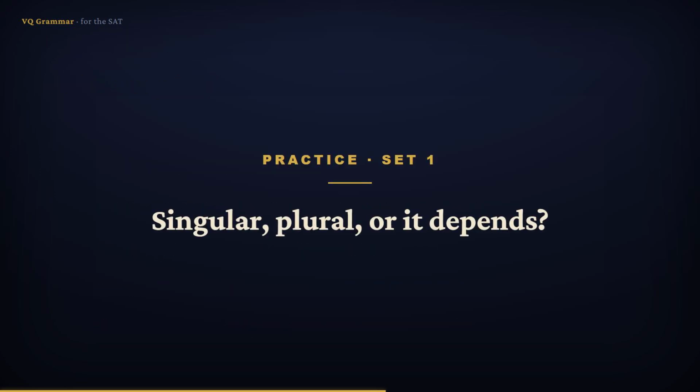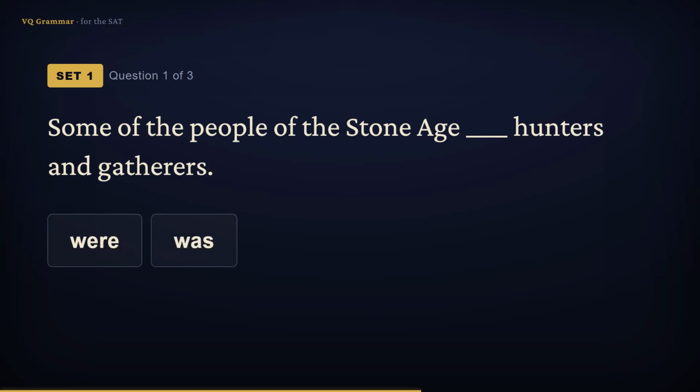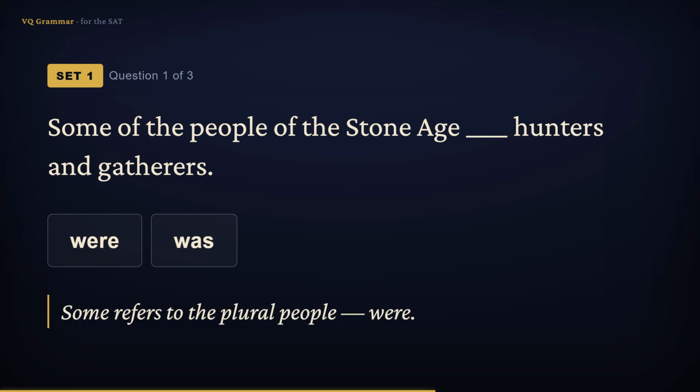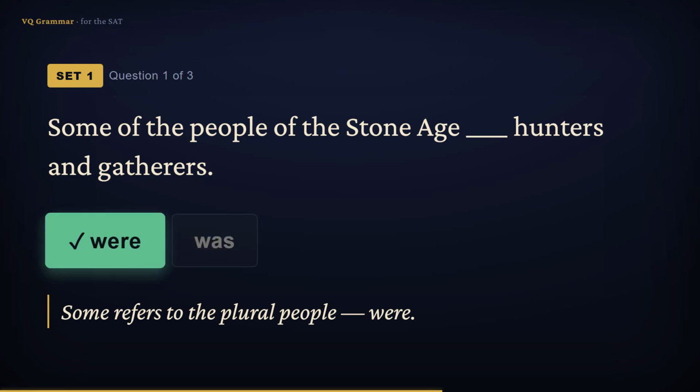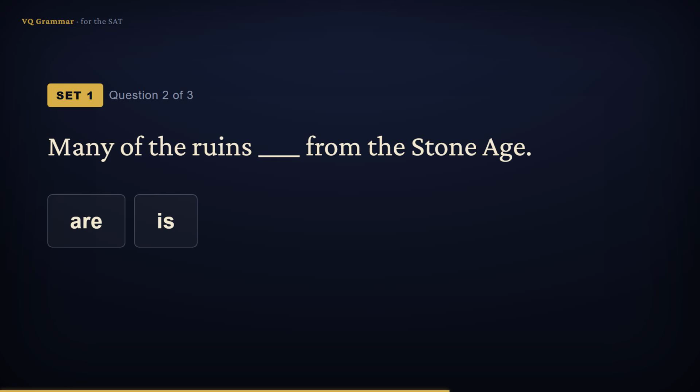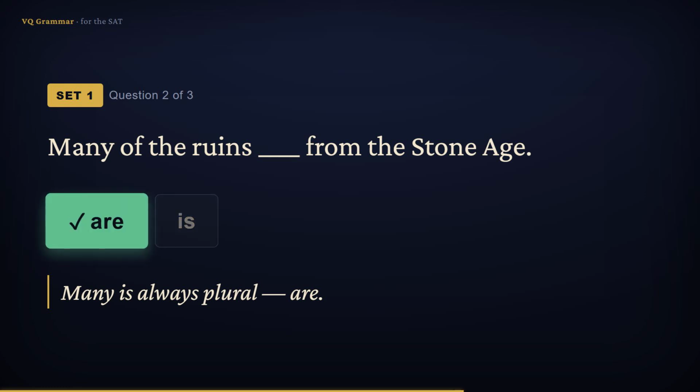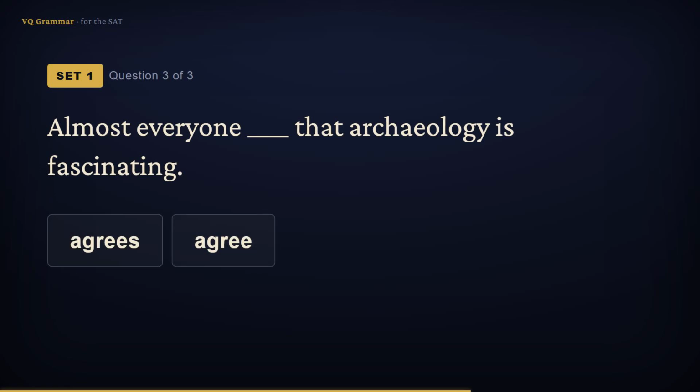Let's practice. Identify the pronoun's group, then choose the verb. For some, all, most, any, and none, check the of phrase. Pause and try each. Some of the people of the Stone Age blank hunters and gatherers. Some refers to people, which is plural, so were. Many of the ruins blank from the Stone Age. Many is always plural, so are. Almost everyone blank that archaeology is fascinating. Everyone is always singular, so agrees.